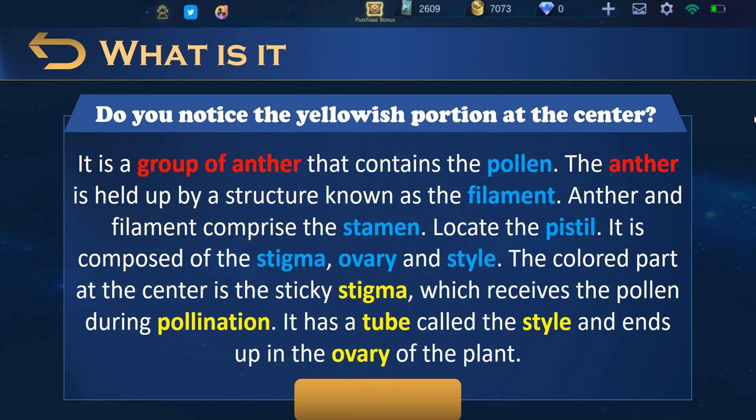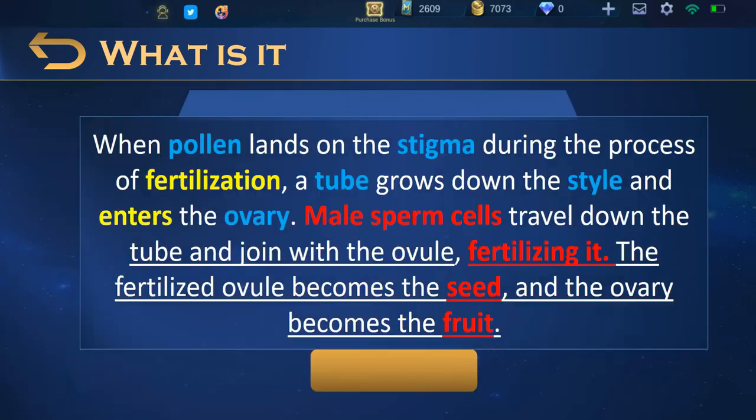Then this time, locate the pistil. Pistil is composed of the stigma, ovary, and style. The colored part at the center is the sticky stigma. Take note, sticky, which receives the pollen during pollination. It has a tube called the style and ends up in the ovary of the plant.